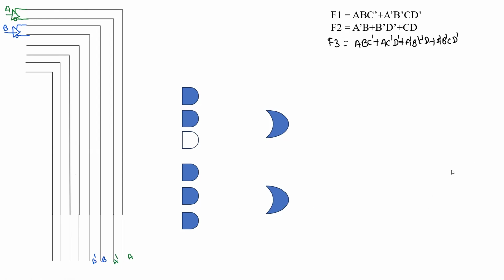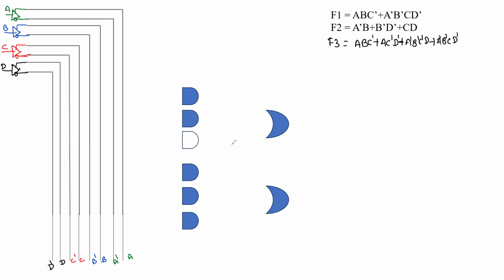So we can take all inputs with the help of buffers. Again here for C, a buffer is here. This is the C input. And finally, we have C and C dash. The last variable is D. That D is connected here with an inverter and that one without an inverter. So finally, at the bottom we have D and D dash.